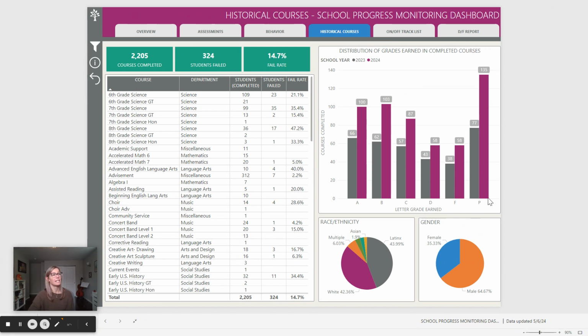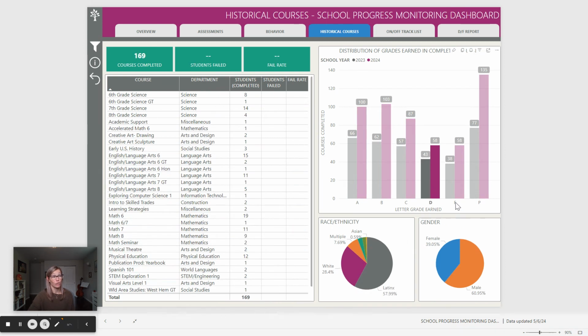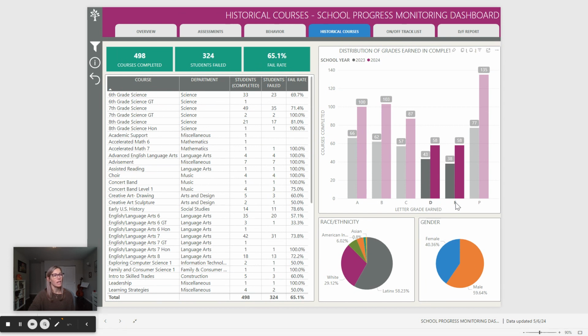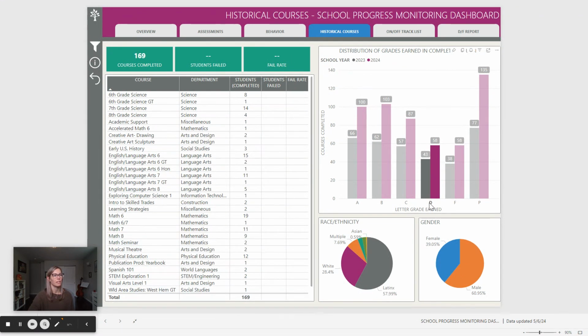I want to look at those students with Ds and Fs. So I'm going to note that the distribution of all of those students is 42% white and about 44% Latinx. If I hold down Control and select D and F, now I notice that there's a disproportionate number of students of color who have Ds and Fs. This is not the same distribution as it is when I selected all of those letter grades. I'm going to uncheck those.